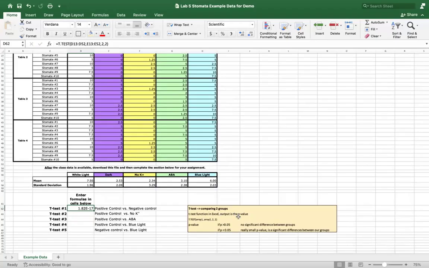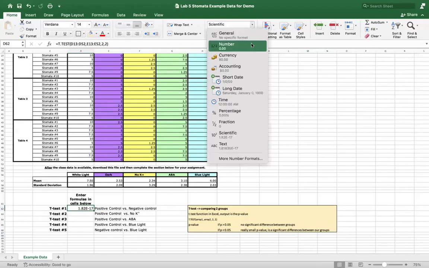This here is our p-value. So in a t-test on Excel, the only value it gives you is the p-value. You may remember some info about the p-value from before. Basically, if it's a really small p-value, that tells us there's a significant difference between our groups. If the p-value is a larger number, really just over 0.05, it tells us that there's no significant difference between our groups, right? And here you can see this is in scientific notation.